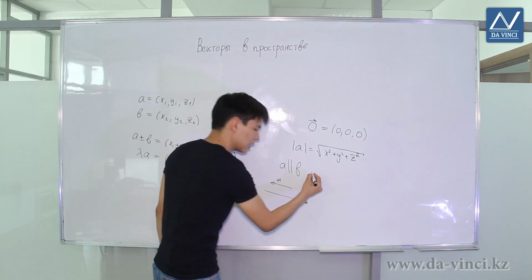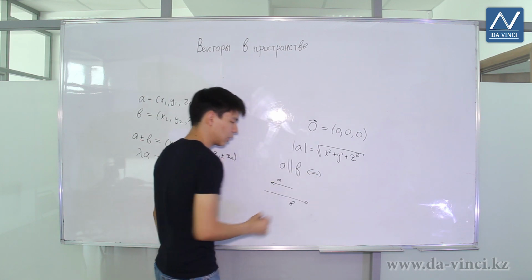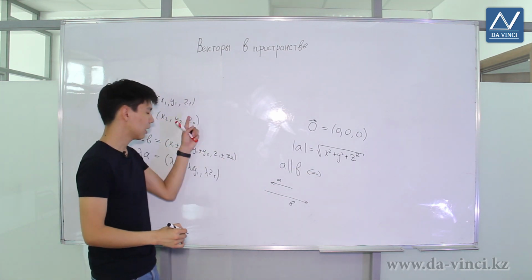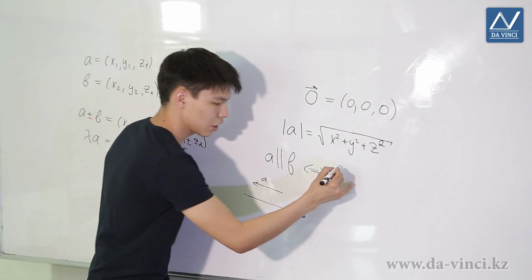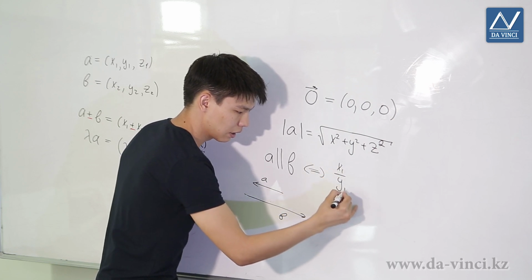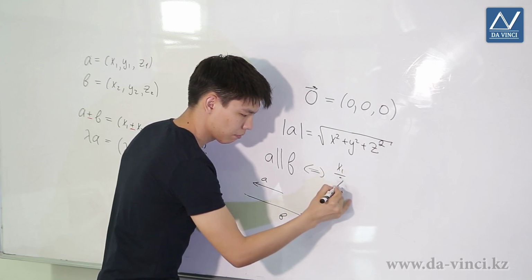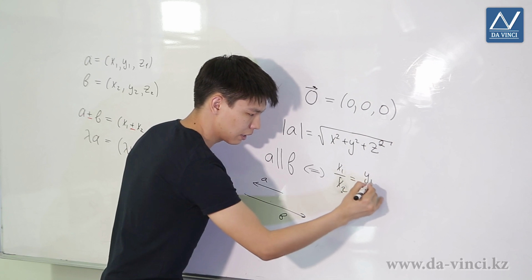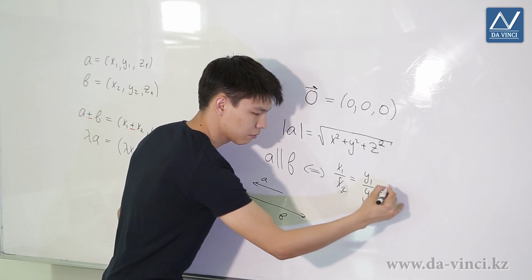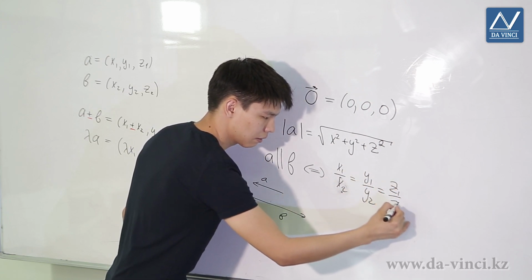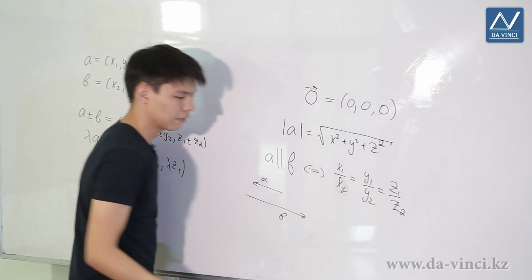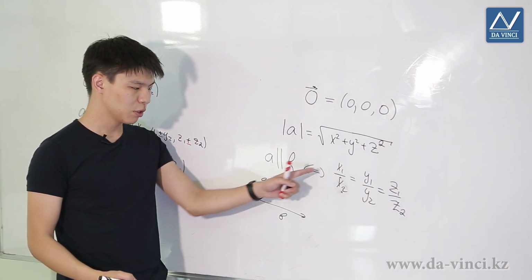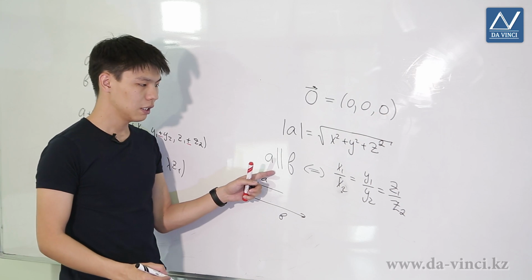This is expressed with coordinates as follows. Two vectors will be collinear if their coordinates are proportional. This means that x1 divided by x2 equals y1 divided by y2, and z1 divided by z2. Thus we can determine whether the vectors are collinear or not by knowing only their coordinates.